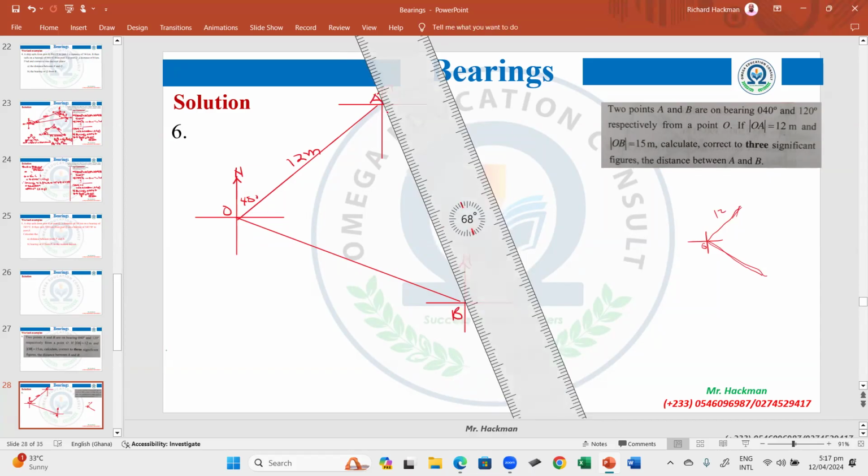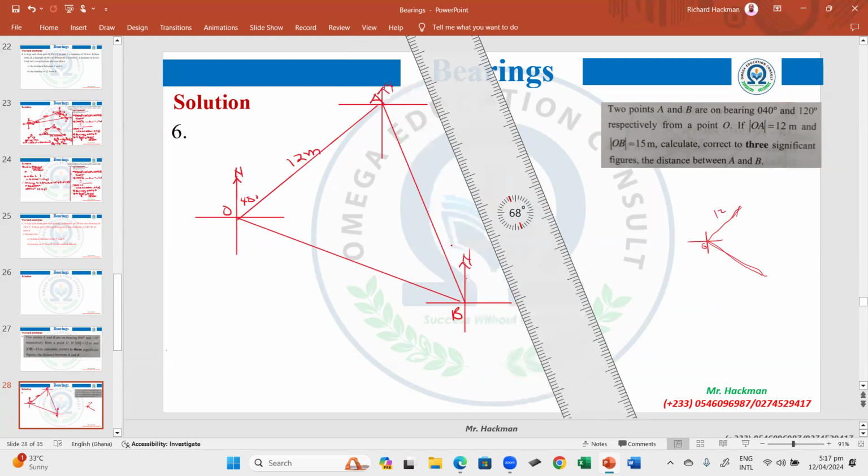So A and B joined gives us this. So this distance we know is 15 meters. Any angle we are looking for, 120, so we added 30, so this angle here is 30. Always indicate any angle, and your lines must meet at the common vertex. So at this point, this is what we have.